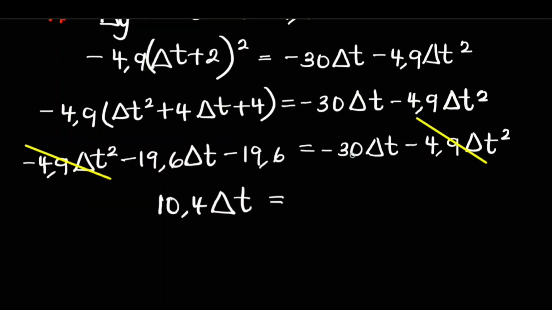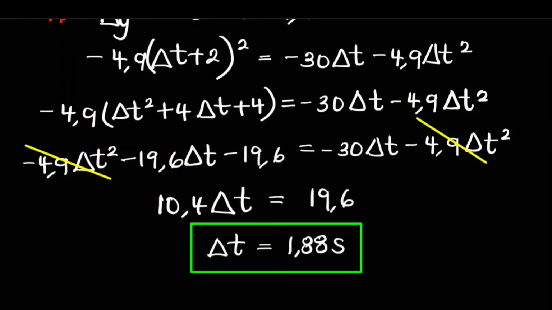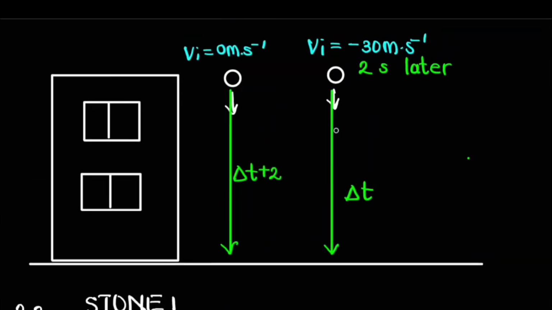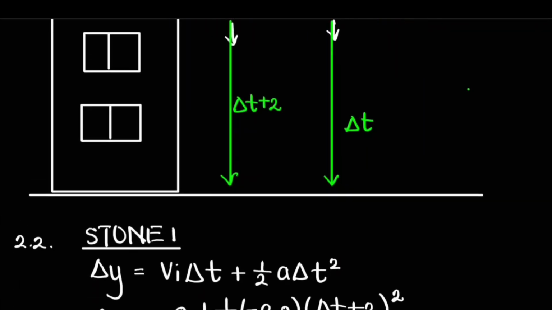When I take this negative 30 delta t over to the left, it's going to add. So I've got minus 19.6 delta t plus 30 delta t. I get 10.4 delta t. I'm going to take this negative 19.6 over to the right. It becomes positive. And lastly, to get delta t, we are going to divide both sides by 10.4. So I get 1.88 seconds. So that is the correct answer. That is how long it took the second stone to reach the ground. So that is actually what the question wanted.